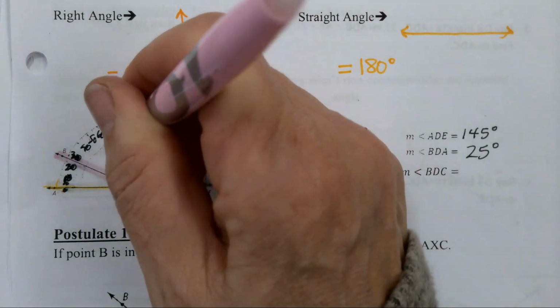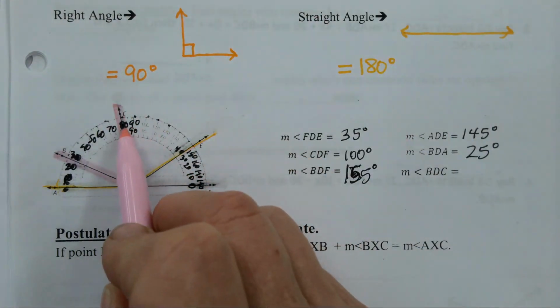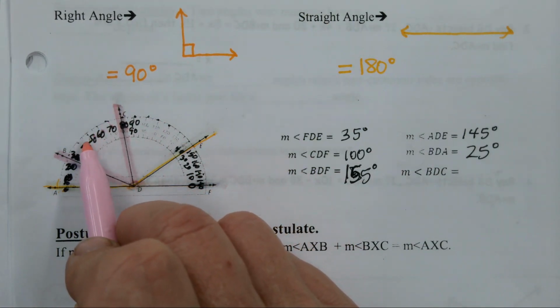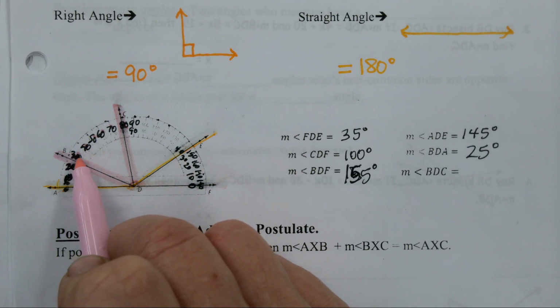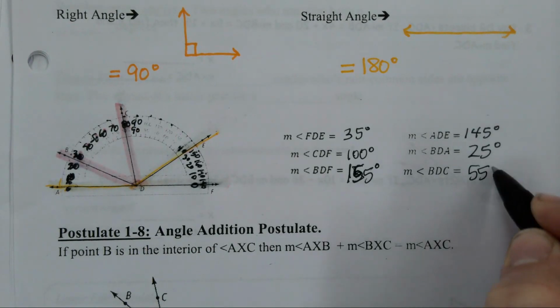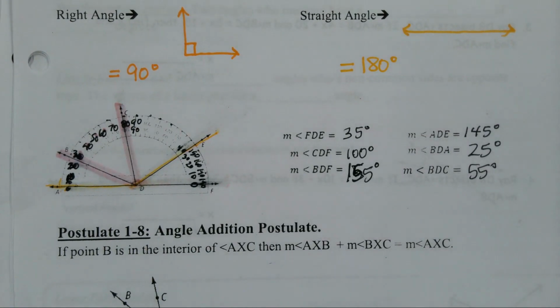BDC. Looks like BDC crosses at 80. I'll just start counting from there. 10, 20, 30, 40, 50, maybe 5. Does that make sense? So I'll call that one about 55 degrees. I could turn my protractor and do that.